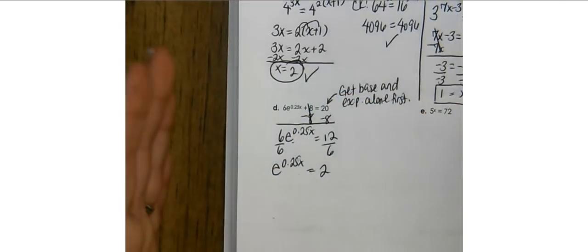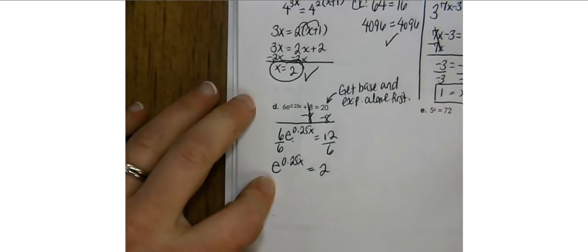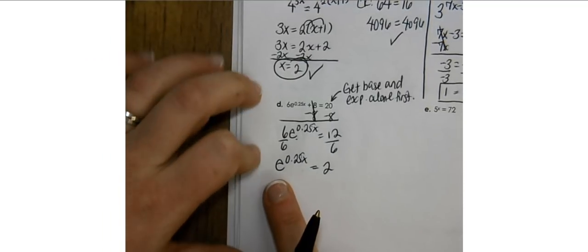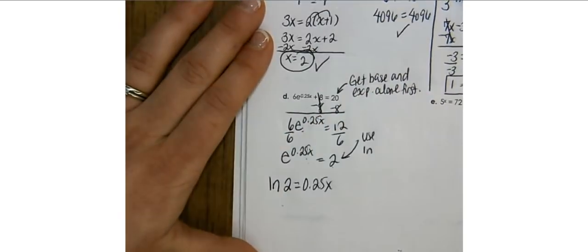I can't change e to become a 2 and vice versa. So therefore, I'm going to change this to logarithmic form. Now, whenever you have a base of e, that means that we're going to use ln. So I'm going to write the natural log of my answer, which is 2, is equal to my exponent, which is 0.25x. At this point, I need to get x alone, so I'm going to divide both sides by 0.25. And now I'm going to put natural log of 2 divided by 0.25 into my calculator.